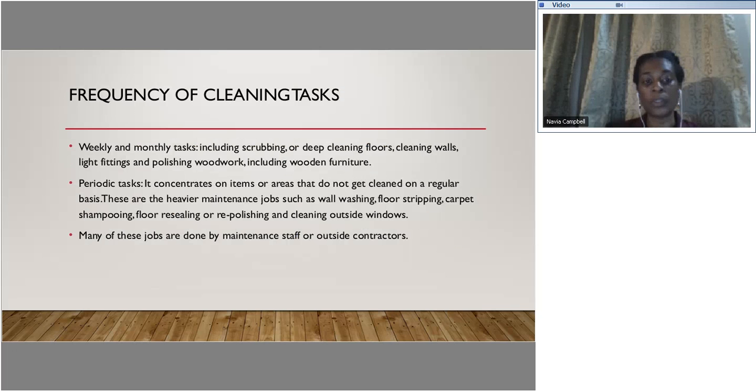Weekly and monthly tasks may include scrubbing or deep cleaning of floors, cleaning walls, light fixtures and fittings, polishing woodwork, including wooden furniture. Periodic tasks concentrate on items or areas that do not get cleaned on a regular basis. These are the heavier maintenance jobs such as wall washing, floor stripping, carpet shampooing, floor sealing, or repolishing and cleaning outside windows. Many of these jobs are done by maintenance staff or outside contractors.